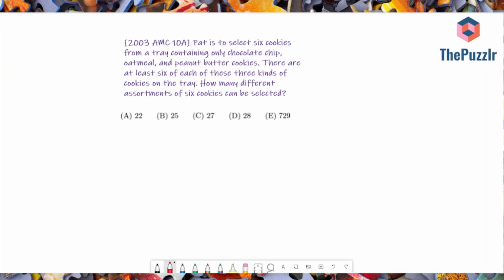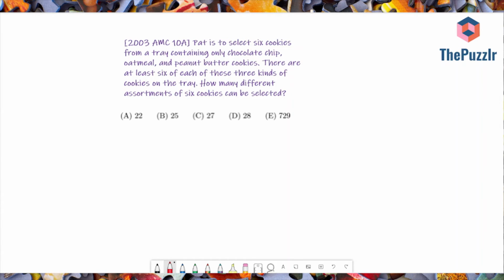This is the final counting problem that we'll do before moving on to geometry. 2003 AMC 10A. Pat is to select 6 cookies from a tray containing only chocolate chip, oatmeal, and peanut butter cookies. There are at least 6 of each of these 3 kinds of cookies on the tray. How many different assortments of 6 cookies can be selected? A 22, B 25, C 27, D 28, and E 729. Wow, that's a big number.